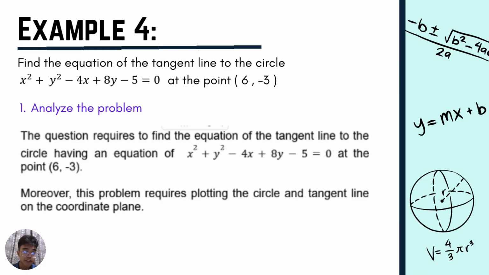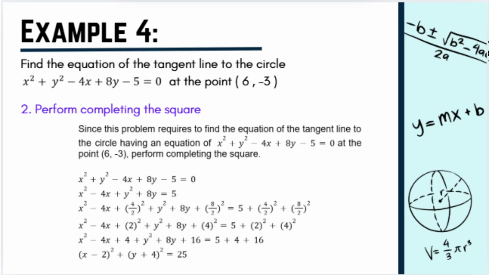The question requires us to find the equation of the tangent line to the circle having an equation of x squared plus y squared minus 4x plus 8y minus 5 is equal to 0 at the point where x is 6 and our y coordinate is negative 3. Moreover, this problem requires plotting the circle and tangent line on the coordinate plane.